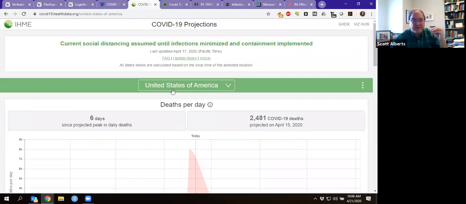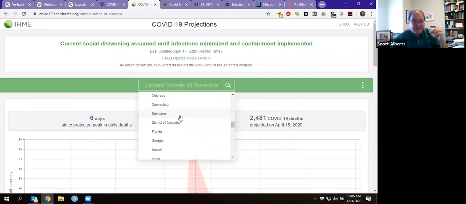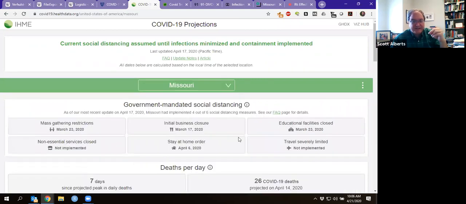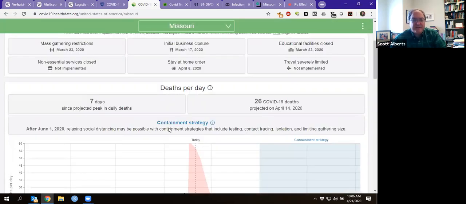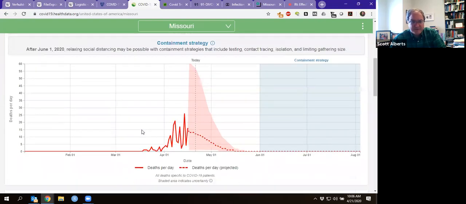This site also has a nice feature that'll break it down by state. So I'm going to look here at Missouri, because that's where I am. And what you can see is it actually tracks the different rules and the different conditions. It suggests that June 1st is when this model thinks that we might be able to open up some and do some containment. Of course, that's 6 weeks from now. So a lot of people are talking about doing that sooner, but they really think you need to get down to fewer than one case per million before you start opening up.